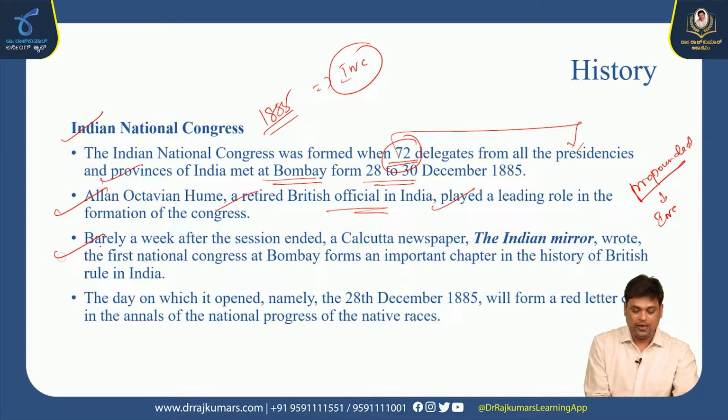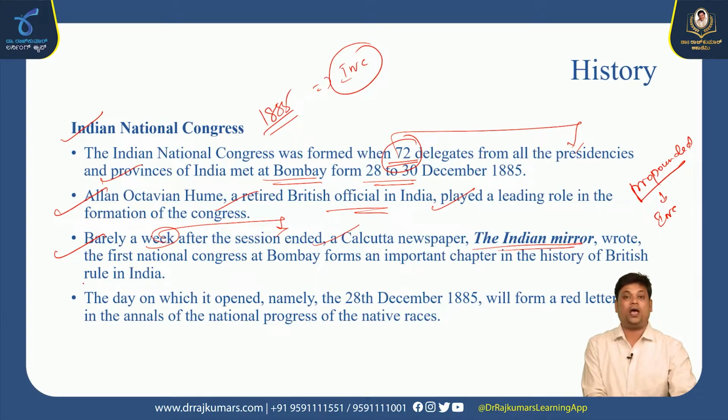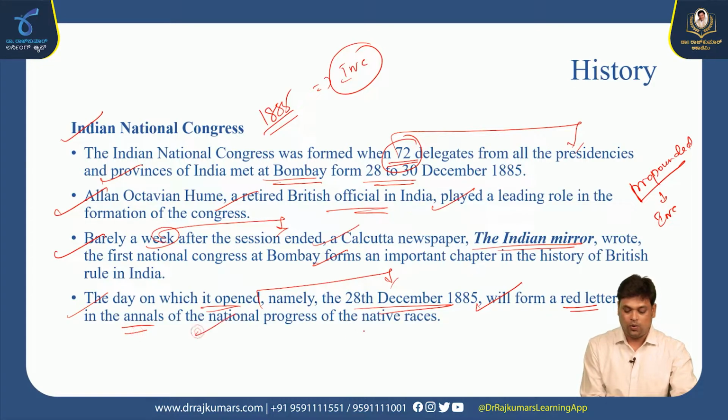Barely a week after the session ended, the Calcutta newspaper, the Indian Mirror, wrote that the first National Congress at Bombay forms an important chapter in the history of British rule in India. The day on which it opened, namely 28th December 1885, will form a red letter day in the annals of the national progress of the native races. So INC was formed in 1885, the first meeting held at Bombay, with 72 delegates.